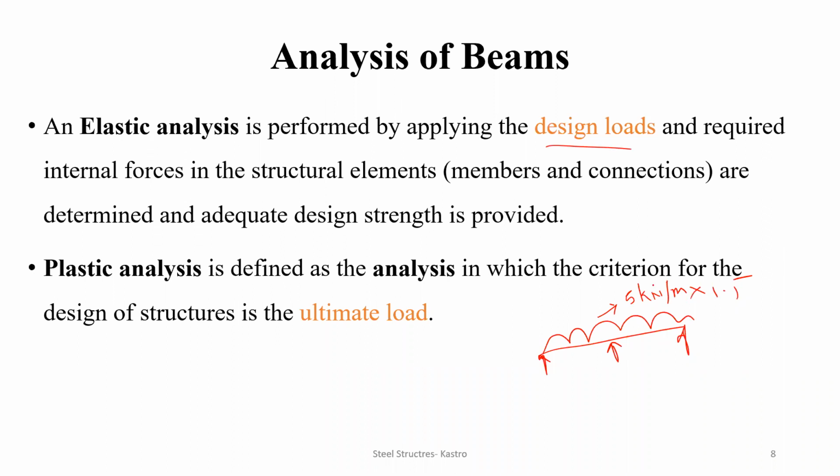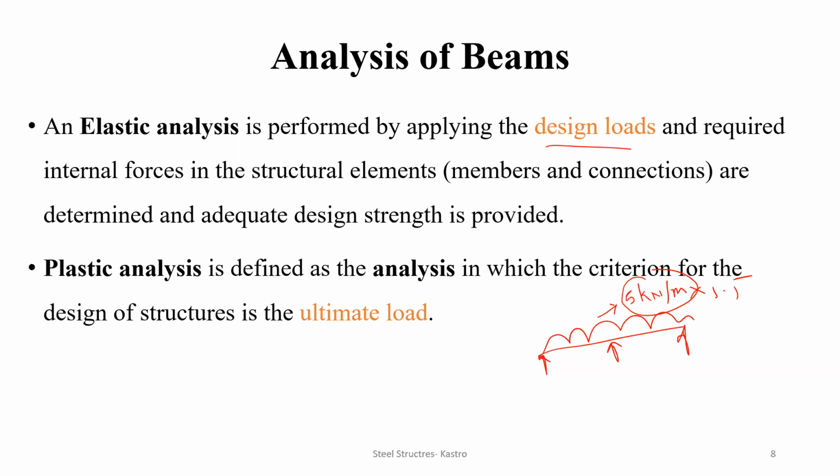That means whatever the load coming onto the member, you have taken the same load and you have analyzed the member. But in plastic analysis, you're going to consider the ultimate load. So how do you calculate ultimate load? When you multiply the given load with 1.5, which is a factor of safety, you get a factored load, which is also called an ultimate load. So in plastic analysis, ultimate load is the major criterion which you are going to consider.